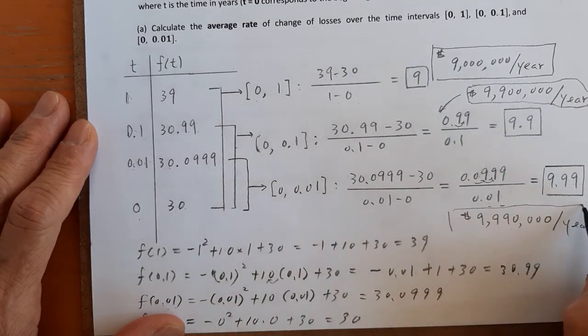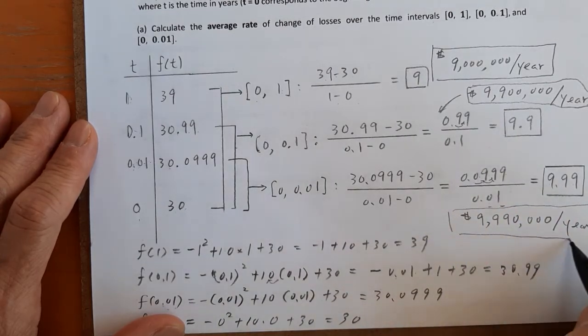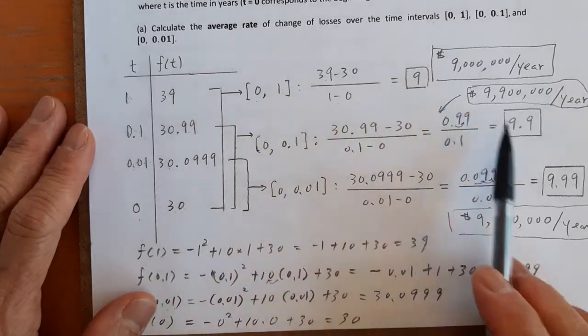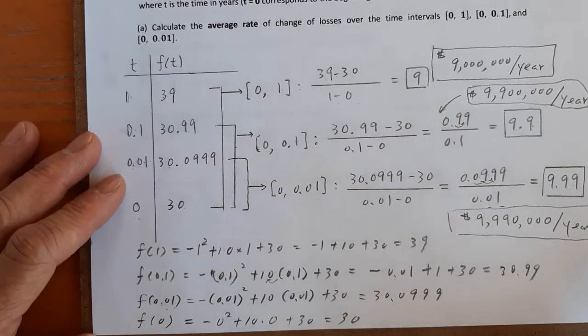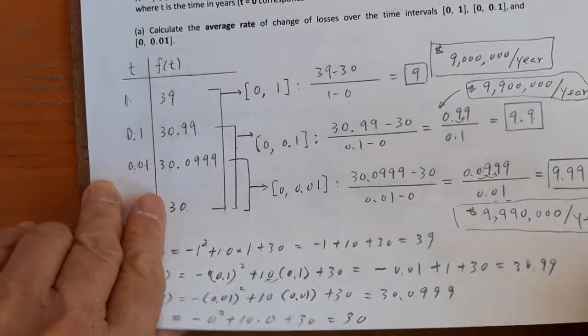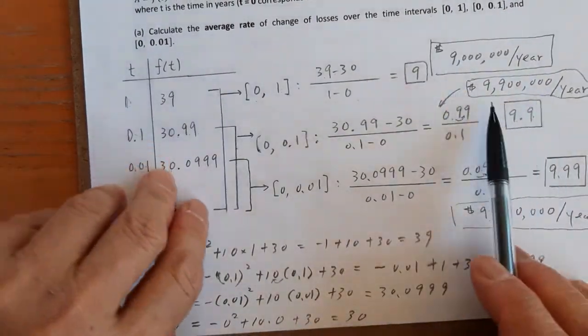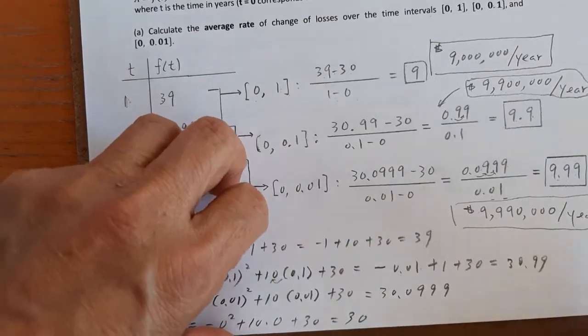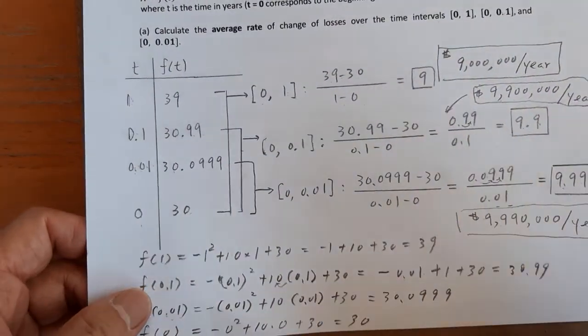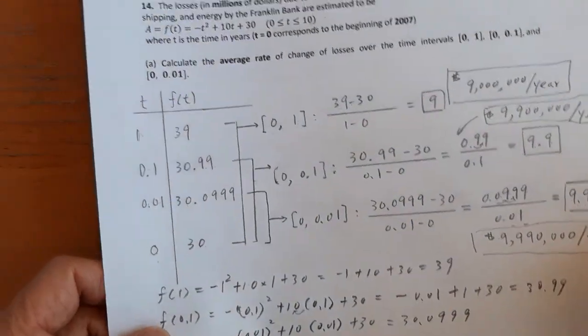And you can see it increases, from 9 million to 9.9 million to 9.99 million per year. Not thousand, million. This is the average rate of change.